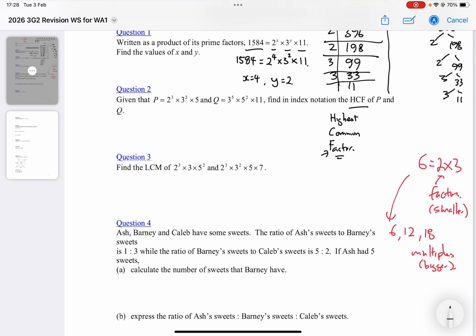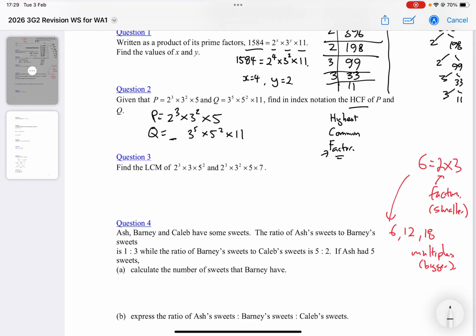So let us go back to question 2. They tell us P is 2 cubed times 3 squared times 5. Then they tell me Q also. Then I write down my Q in the next line. Q is 3 to the power of 5, 5 squared and 11. So Q doesn't have a 2. I will leave this blank over here so that it's easier for me to compare. So this 3 to the power 5 I write in line with the 3 squared from P. Then my 5 squared I write in line with the 5. Then I still have a times 11 that P doesn't have.